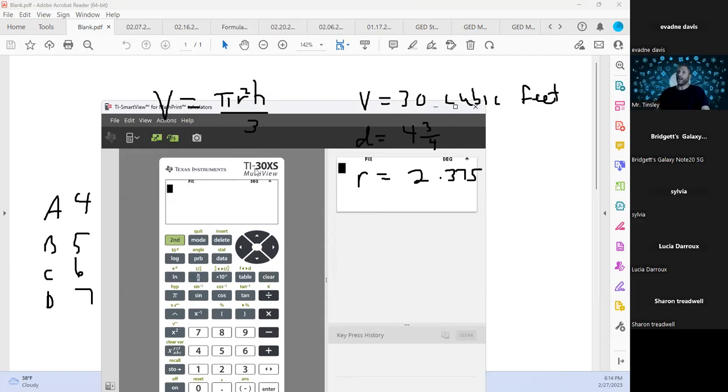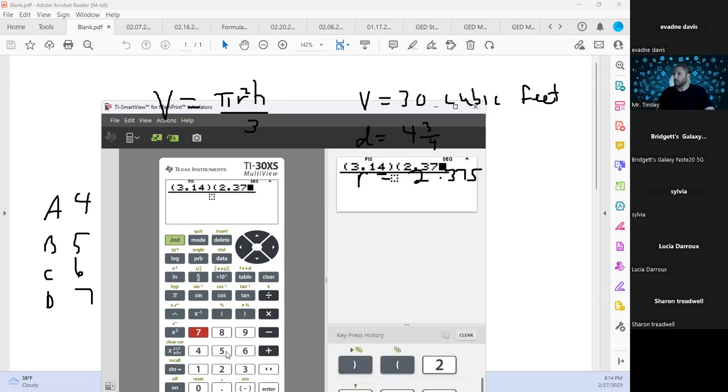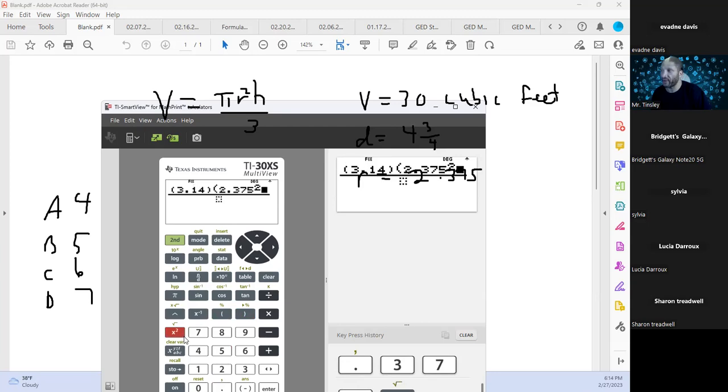Watch this. So, pi r squared h divided by 3. I'm going to hit second. What is pi? Does anybody know what pi is? 3.14. Remember, if you put something in parentheses, you're using what operation? Multiplication. What is the radius? The radius is 2.375. So 2.375, I need to square that. Close my parentheses. My h is coming from where?